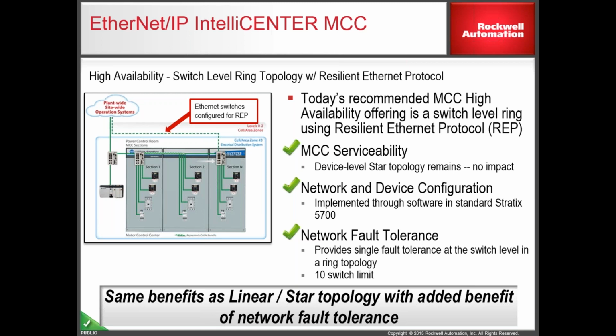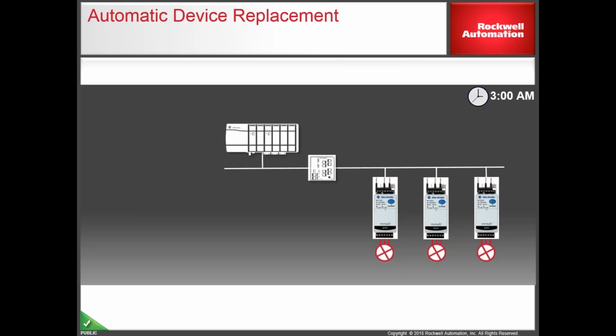So you're probably asking what our solution is after I show you the two solutions that fall short. When we look at a high availability redundant MCC solution with Ethernet IP topologies, we look at the same star or linear network here, but what we do is we connect all the switches in a ring. So it's a switch level ring similar to a device level ring. Again, it has the same benefits of the serviceability, configuration, and provides that fault tolerance.